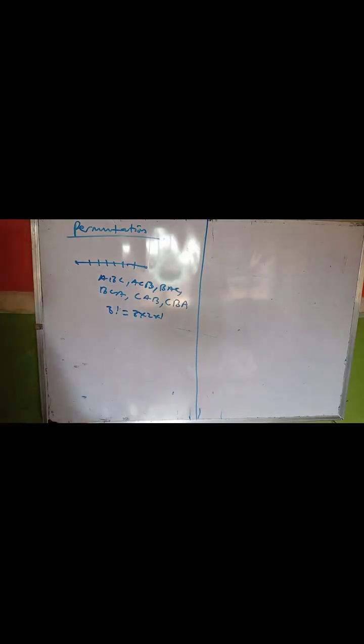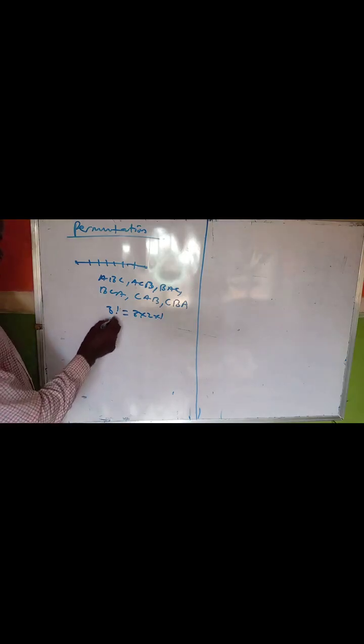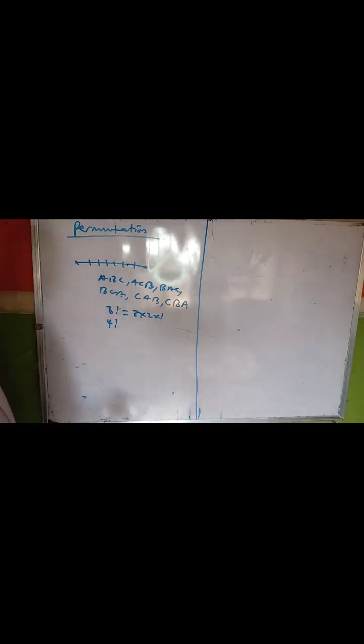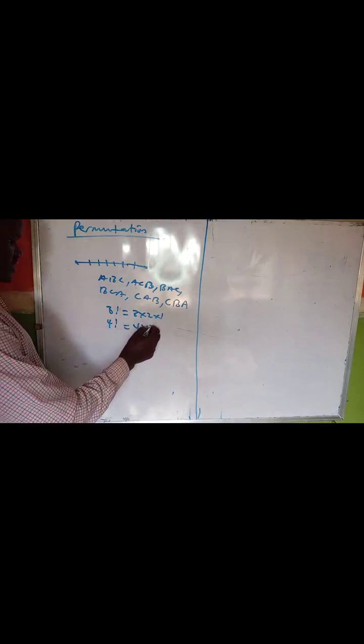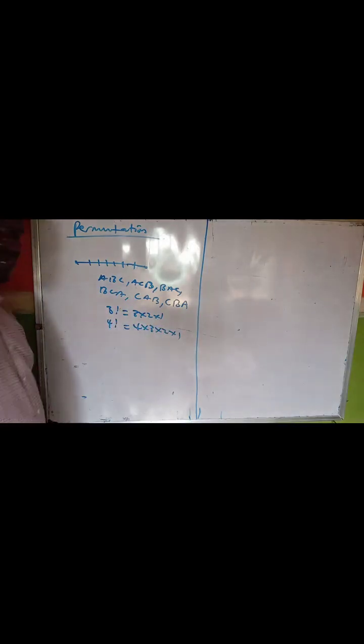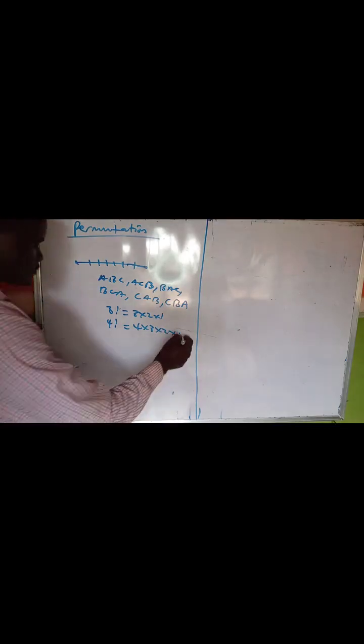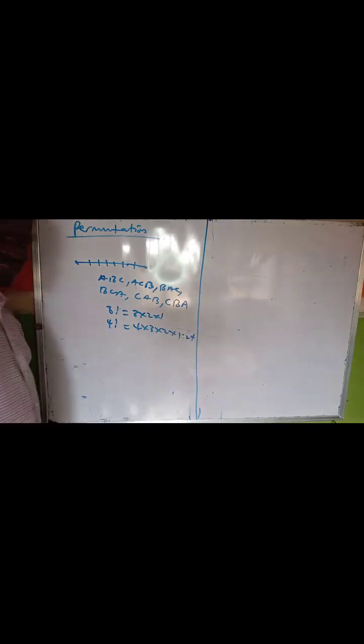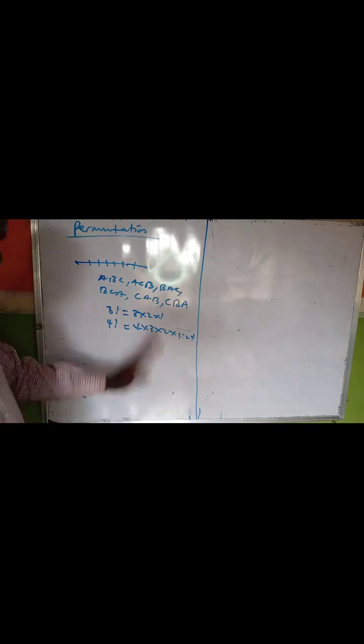If it is 4 objects also, the same thing applies. Here you have 4 factorial. Your 4 factorial is going to be 4 times 3 times 2 times 1. If you multiply this together, you will have 24. So if it is 4 objects, the number of ways you can arrange them is going to be 24. So that is it.